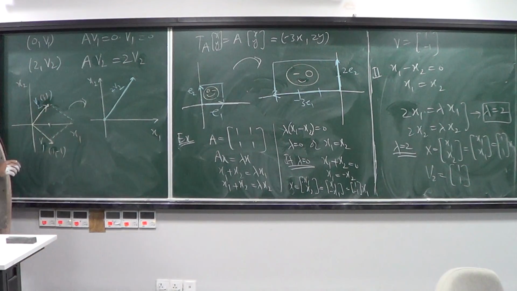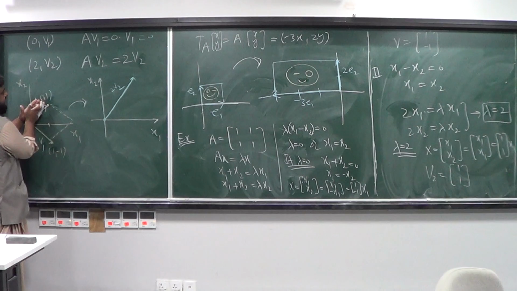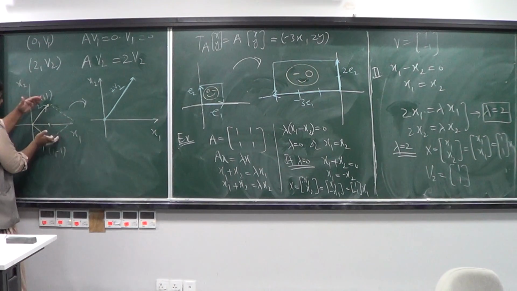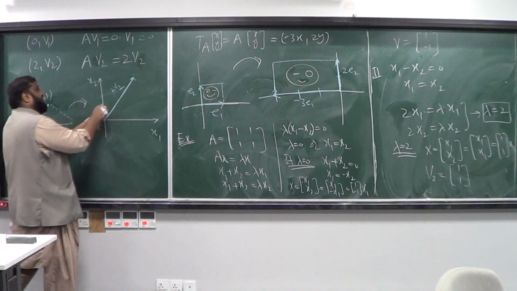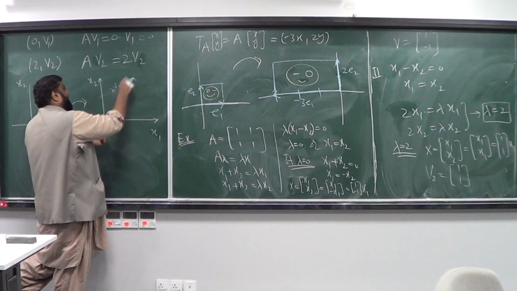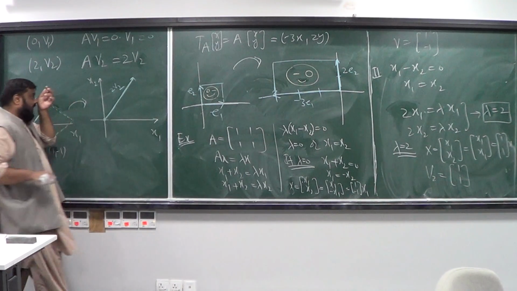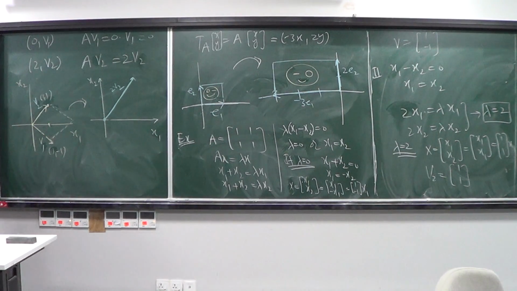So in other words, it's first collapsed into a single vector and then extended. This vector collapses to 0, and this vector v2 extends. So it gets twice, a double size. So this entire region is collapsed onto this second vector.